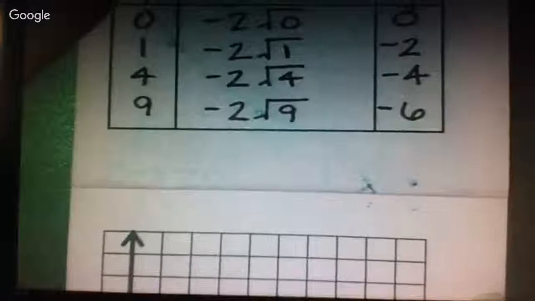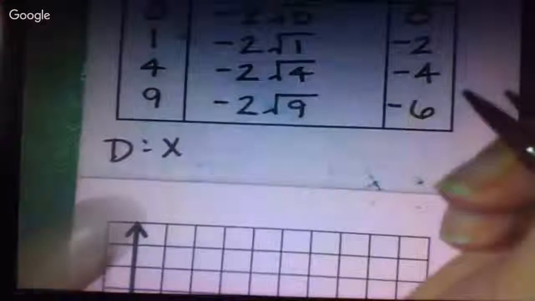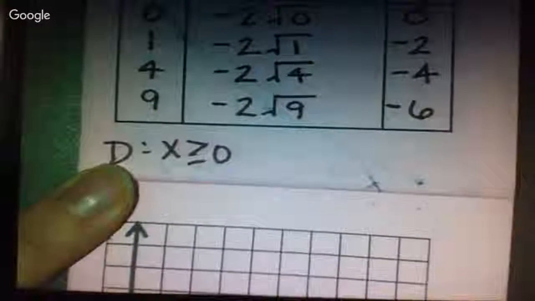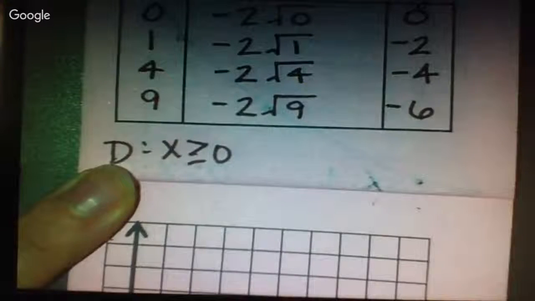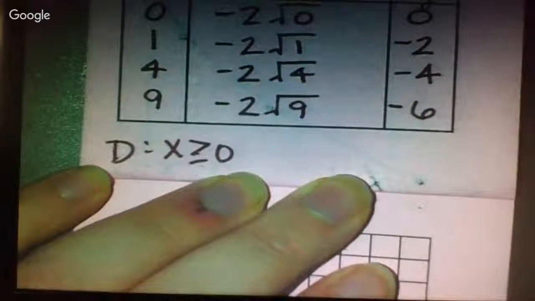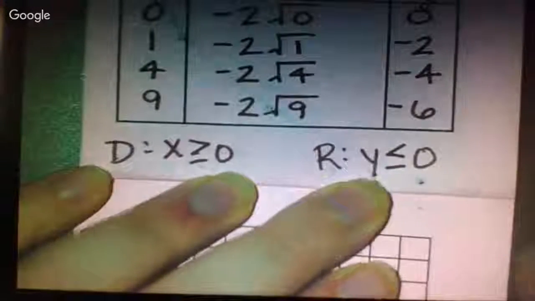So let's look at domain and range here. My domain, x. Is it going up or down? And then it went to 0. Greater than or equal to 0. It's getting bigger. It's going 0, 1, 4, 9. Y: less than or equal to 0. Now I'm going down instead of up. Less than or equal to 0.